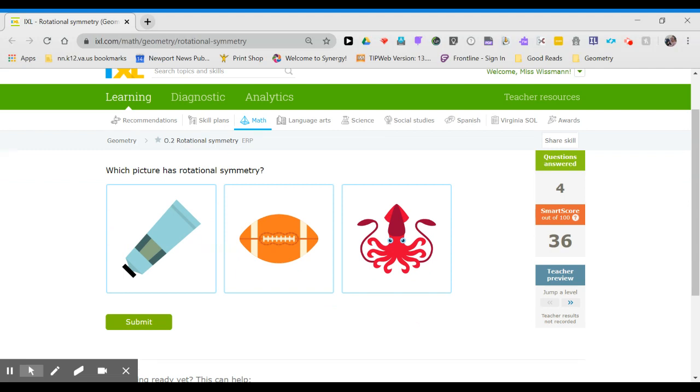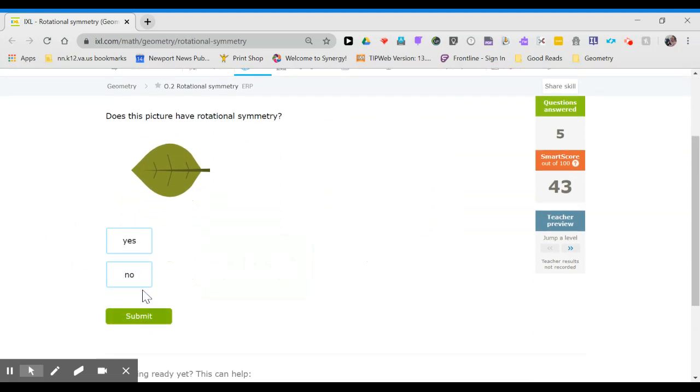Here's a more difficult one. Which one has rotational symmetry? It's going to be the football. I can turn the football 180 degrees and it's going to line up again with itself. Does this picture have rotational symmetry? Well, I can go from here to here, but then it's backwards and the stem's coming out that way.